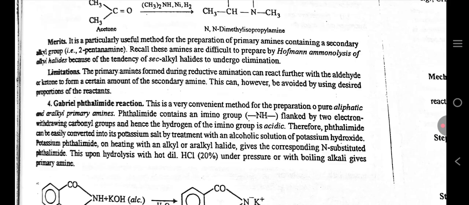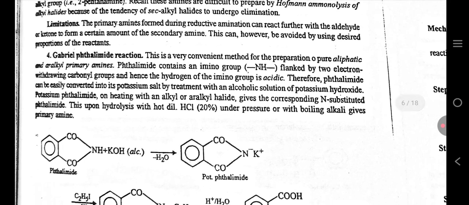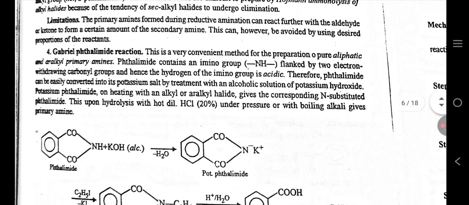Recall these amines are difficult to prepare by ammonolysis of alkyl halides because of the tendency of secondary alkyl halides to undergo elimination. Limitations. The primary amines formed during reductive amination can react further with the aldehyde or ketone to form a certain amount of the secondary amine. This can, however, be avoided by using desired proportions of the reactants.